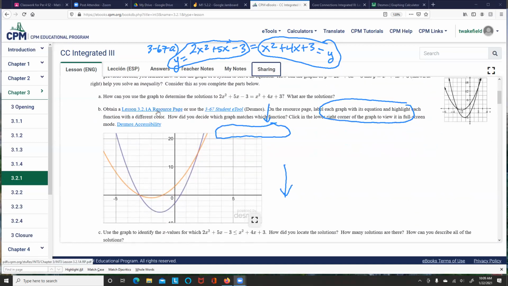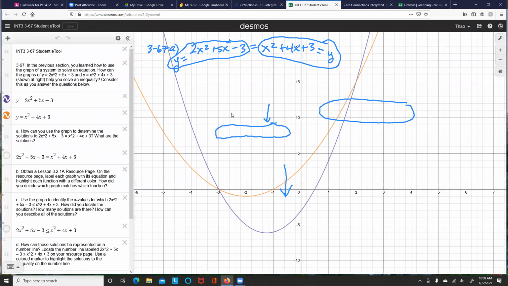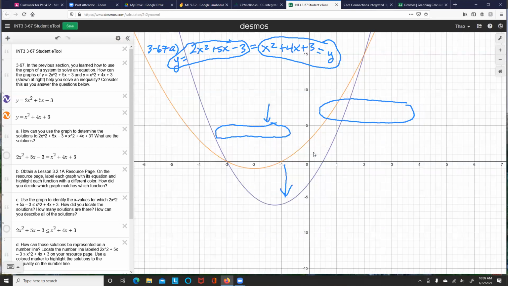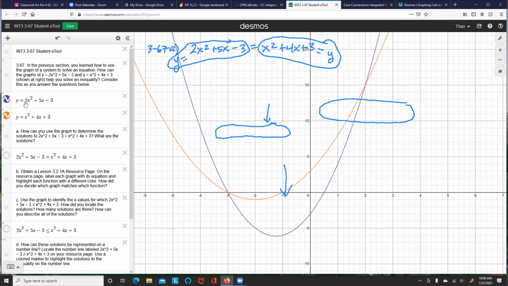If we click on the E tool right here, it's graphed it for you. They've put the two equations in for you that I just said to use: y equals 2x squared plus 5x minus 3 and y equals x squared plus 4x plus 3. And how do you know which one is which? Well, this one's the purple one and this one's the orange one, but what if you weren't using Desmos, because you're not allowed to use Desmos on a test or a quiz? I could tell that the purple one's skinnier, like it's narrower. That tells me it's the one with the coefficient of 2, because the 2 is going to make it narrower.